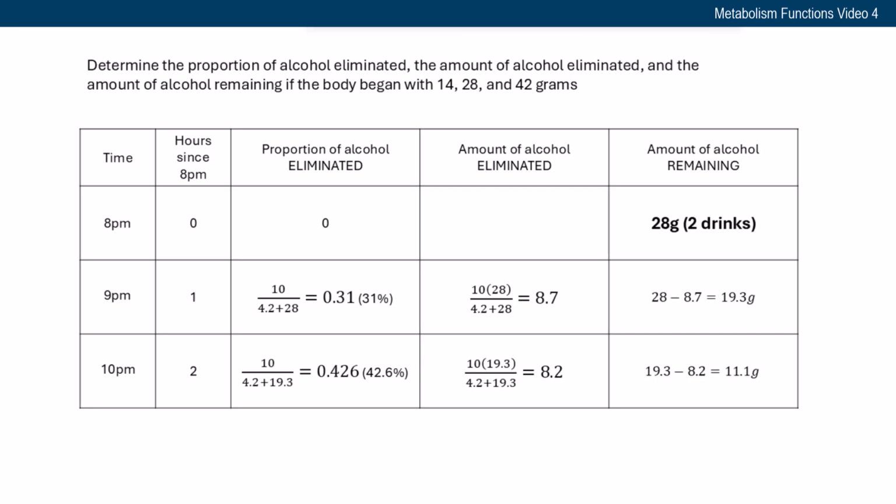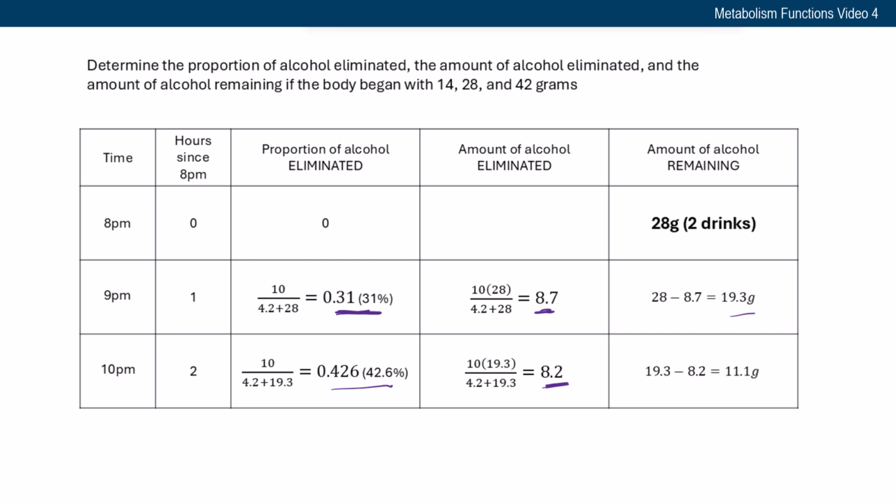All right, on the screen you can see the answer for when you have consumed 2 drinks of alcohol. Initially, in the first hour, the person can burn 31% of the alcohol, which is equivalent to 8.7 grams, leaving 19.3 grams in the system. The following hour, because there is less alcohol in your system, more of it can be metabolized, so a higher proportion, and that is equivalent to 8.2 grams, leaving 11.1 grams in your system.